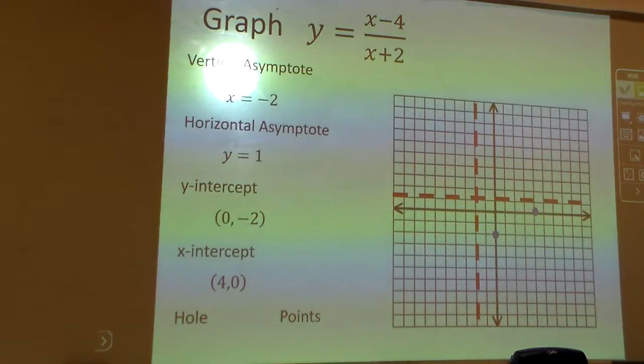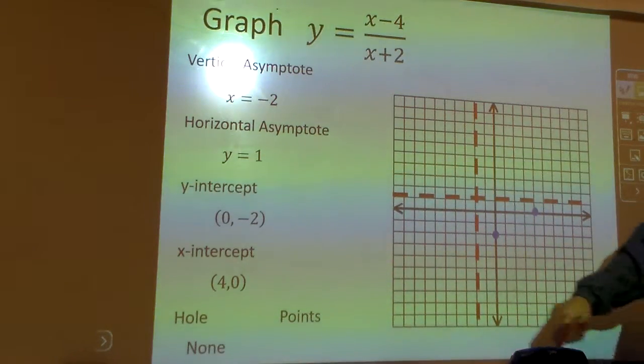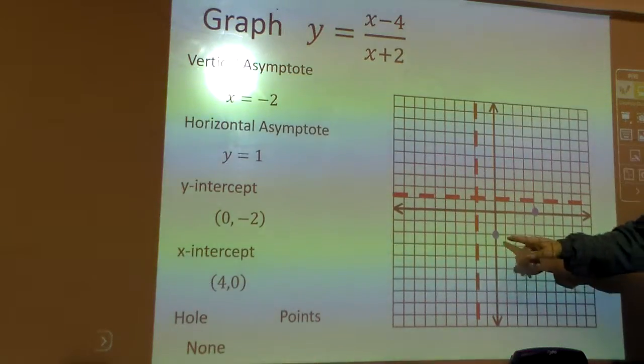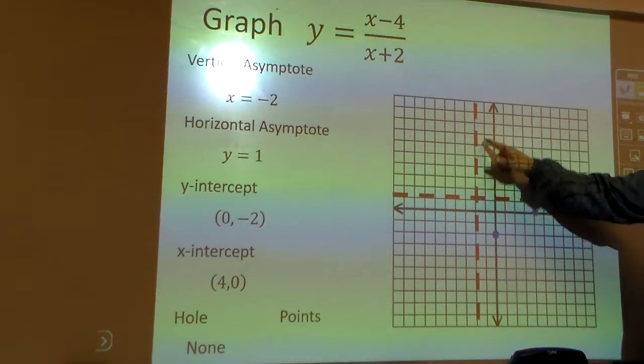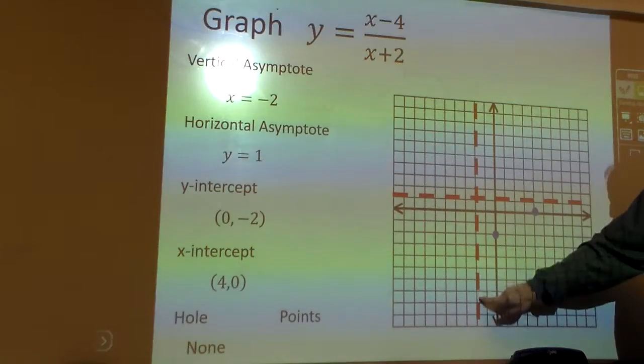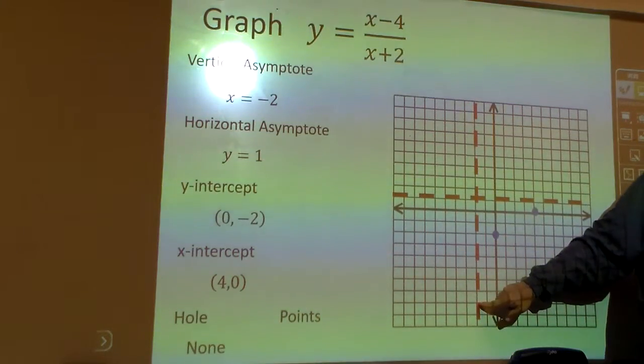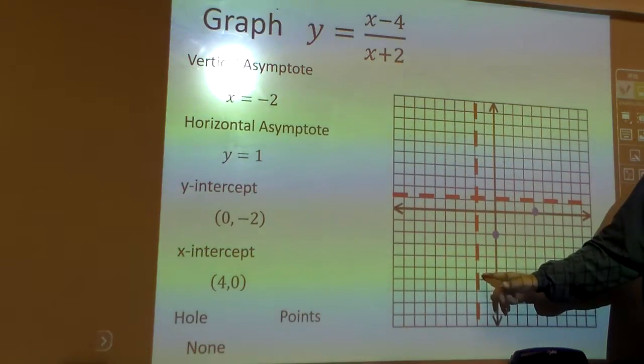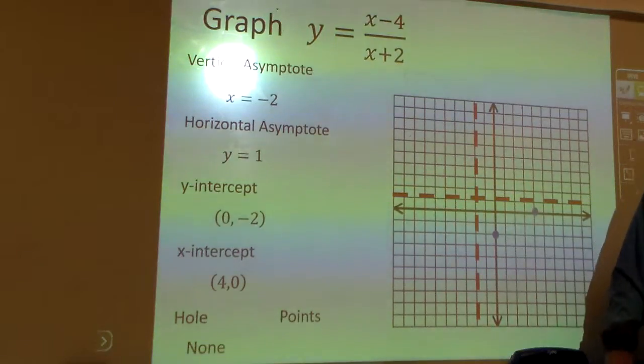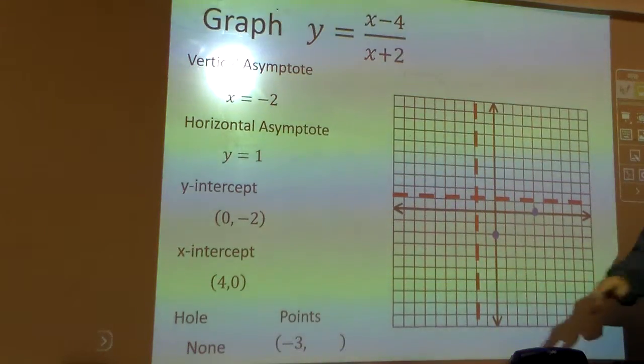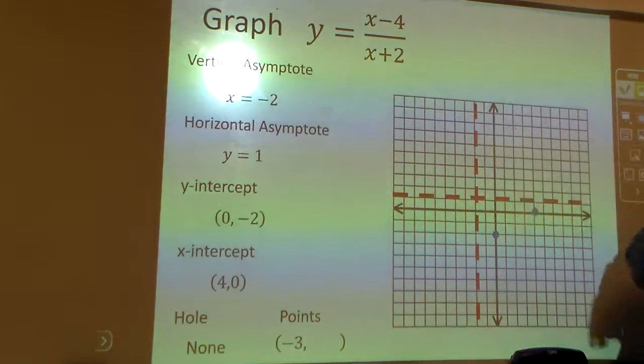Anybody have an idea? Oh, there were no holes on this one. Oh, I forgot about that. So how can I figure out which one it is? Well, first off, let's pick a number left of -2. What's probably the easiest number to check left of -2? What's the first one lower than -2? -3.